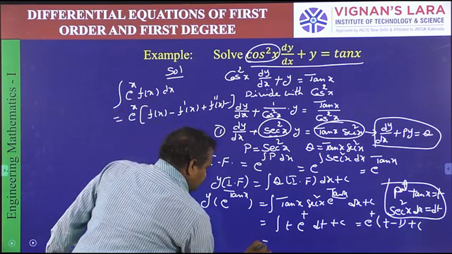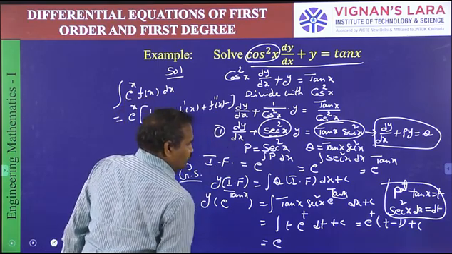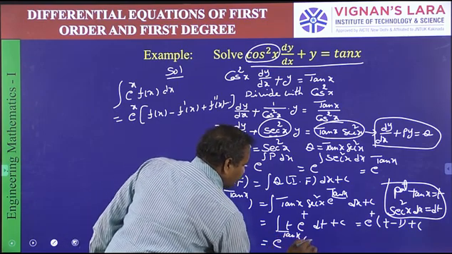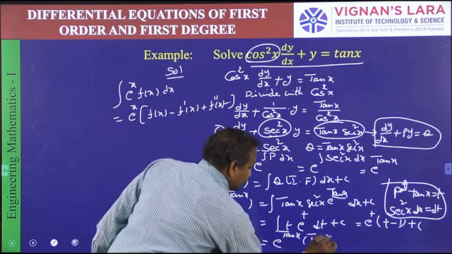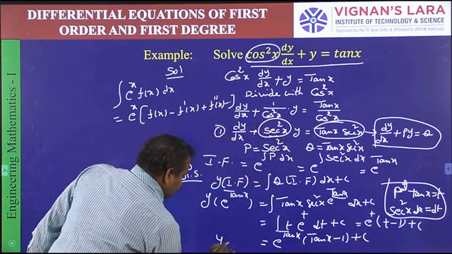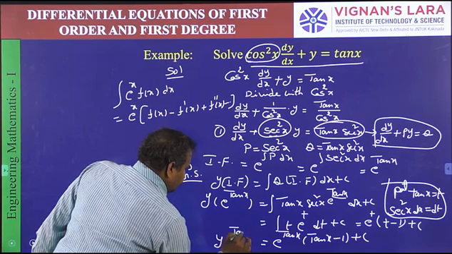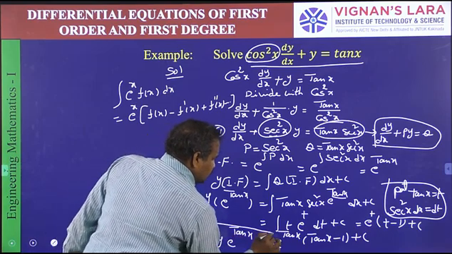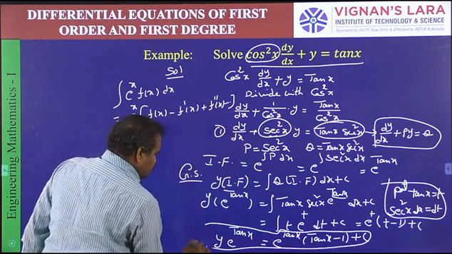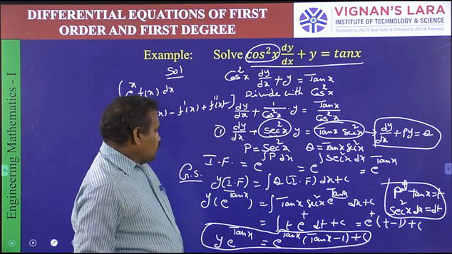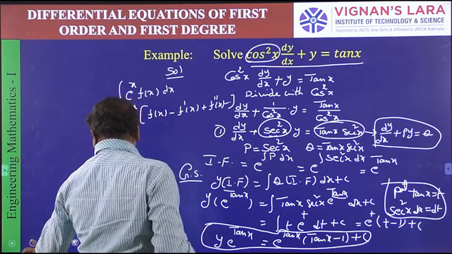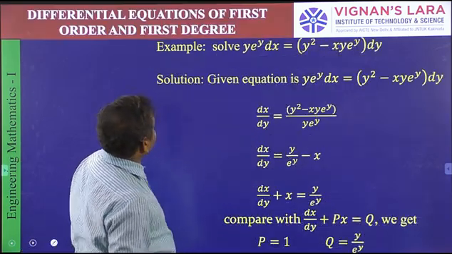which is equal to e power t. What is the value of t? Tan x. So e power tan x into tan x minus 1 plus constant. The left side value is y into e power tan x. This is our general solution of the equation. So like this we have to calculate the general solutions. Now next one, say this.